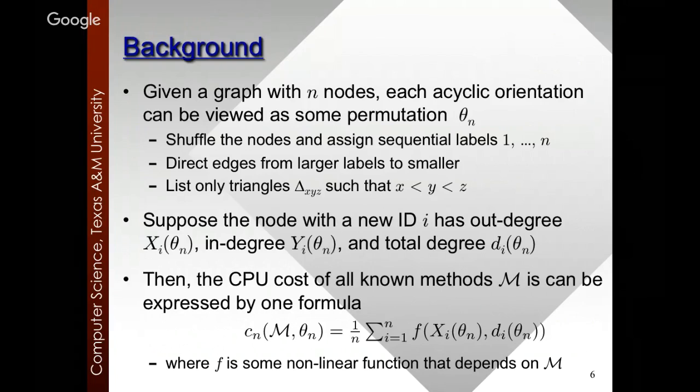So after analyzing all the methods, we conclude that the CPU cost of all known methods can be expressed in such a formula, where m is the method we're going to use, theta n is the permutation and orientation on the graph that we're going to use, and f is a function that depends only on m.